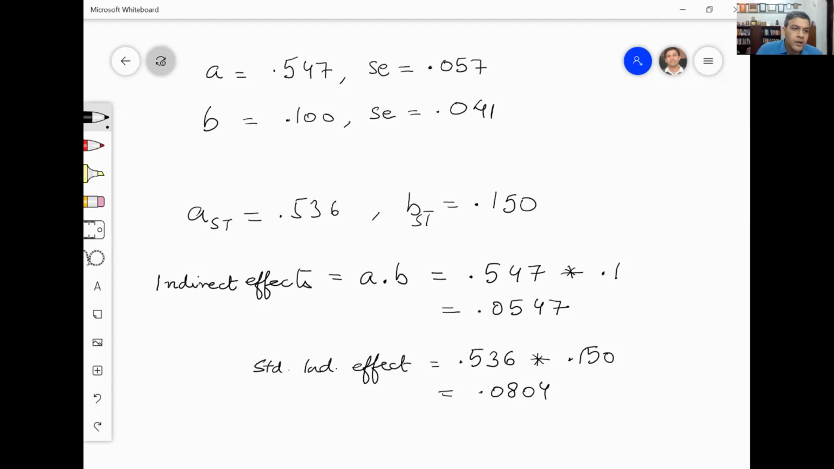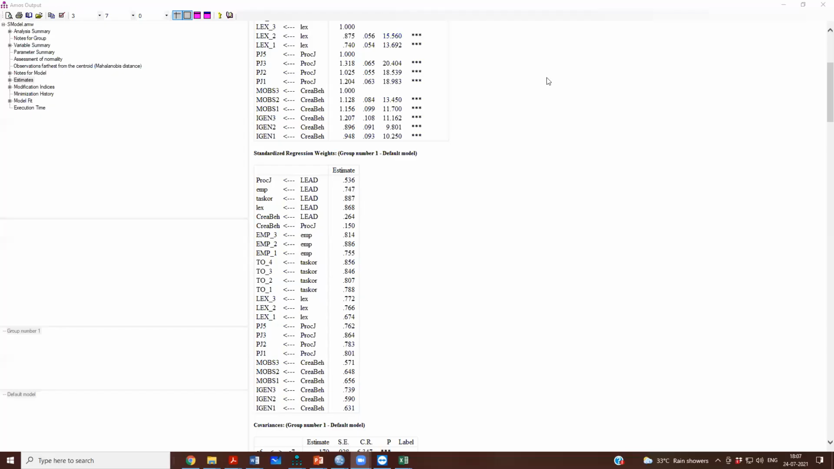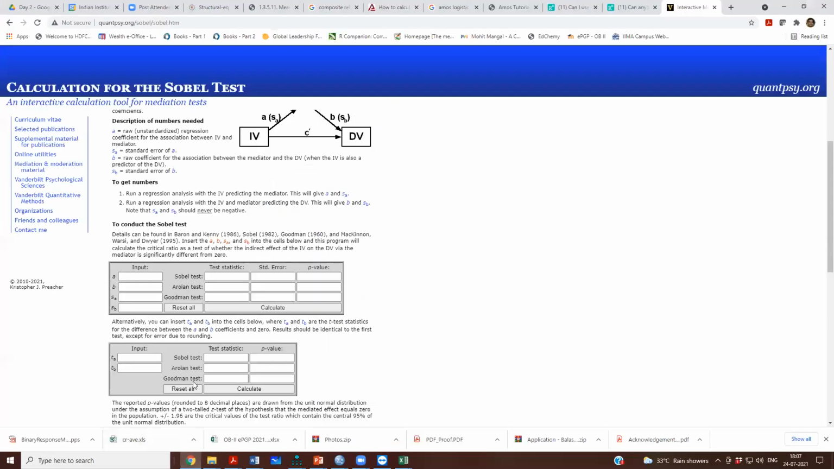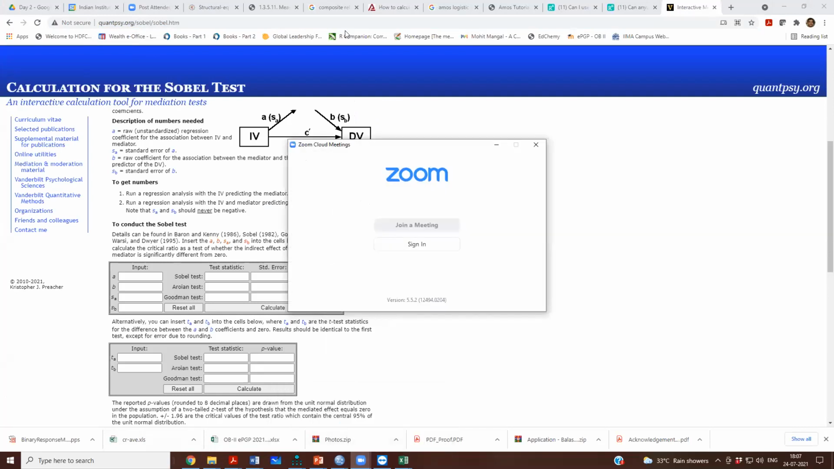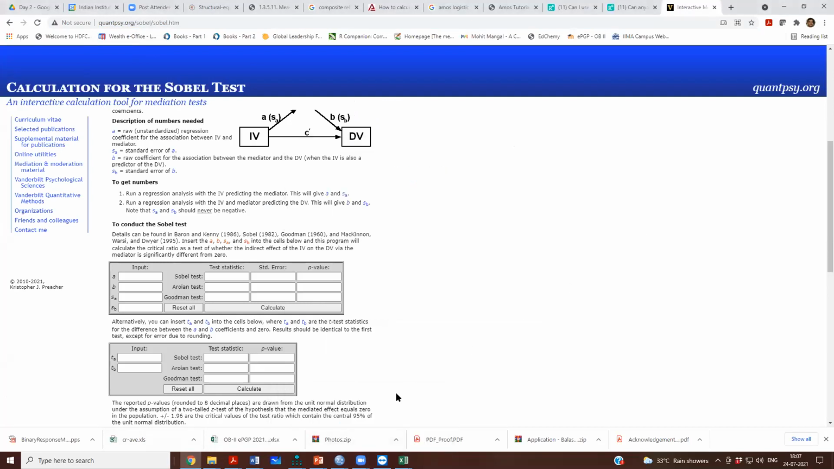So there is a site, I'm going to send you the link. One second, sir. In the formula you have given, you have not mentioned the standardized effect anywhere. So why are we calculating it? So I was showing you this site. There is this site called Quantpsy, okay? And this is the site that you can use to do Sobel's testing.